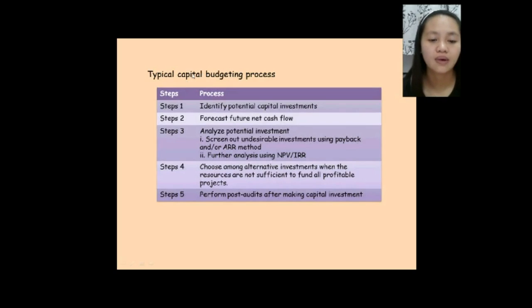Next is the typical capital budgeting process. There are 5 steps in this process. Step 1 is to identify potential capital investment. Step 2, forecast future net cash flow. Step 3 is to analyze potential investment, which is to screen out undesirable investment using the payback and ARR methods, and further analysis using NPV or IRR. Step 4, choose among alternative investments when the resources are not sufficient to fund all profitable projects. And step 5 is to perform a post-audit after making the capital investment.